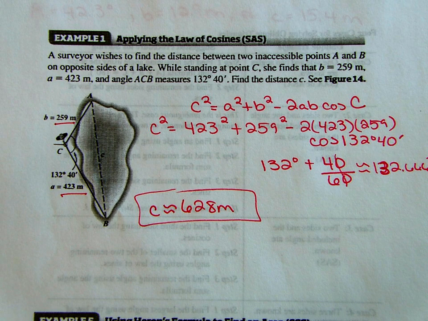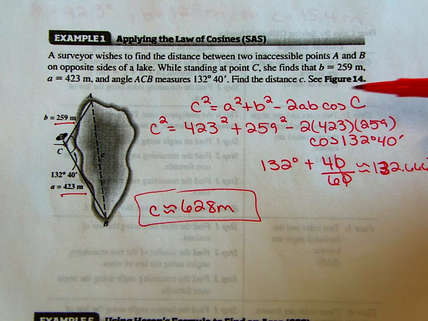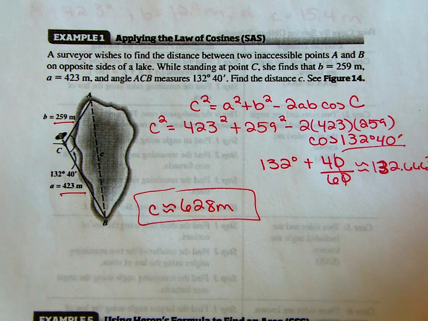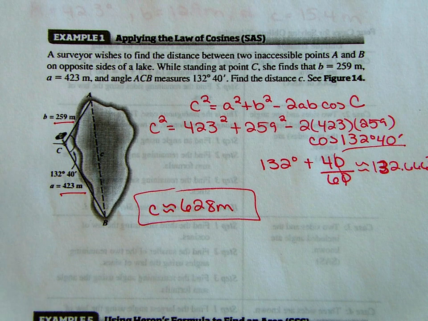So a lot of your problems will look like this, where they give you literally everything you need, and you just plug it in. Obviously, there's a lot to plug in. You do have to do a conversion to convert from minutes to degrees, and then you have to take a square root. But it really does become a plug and chug problem. Are there any questions on that one?